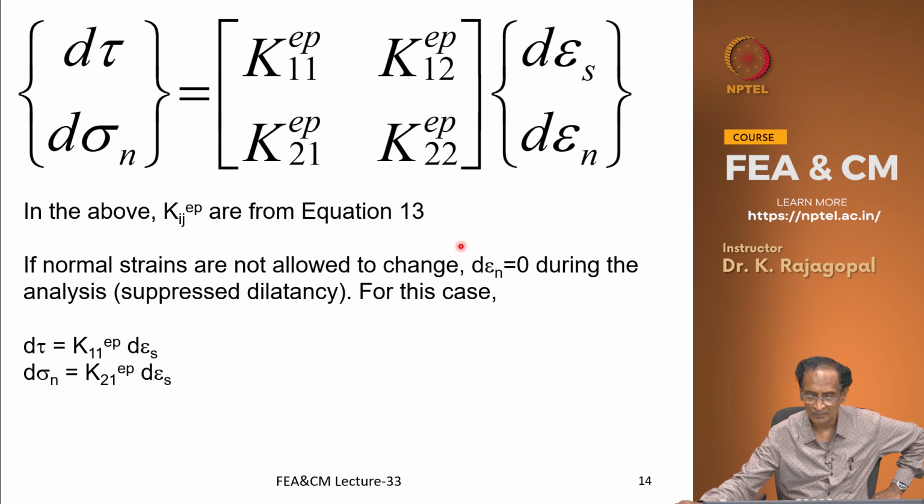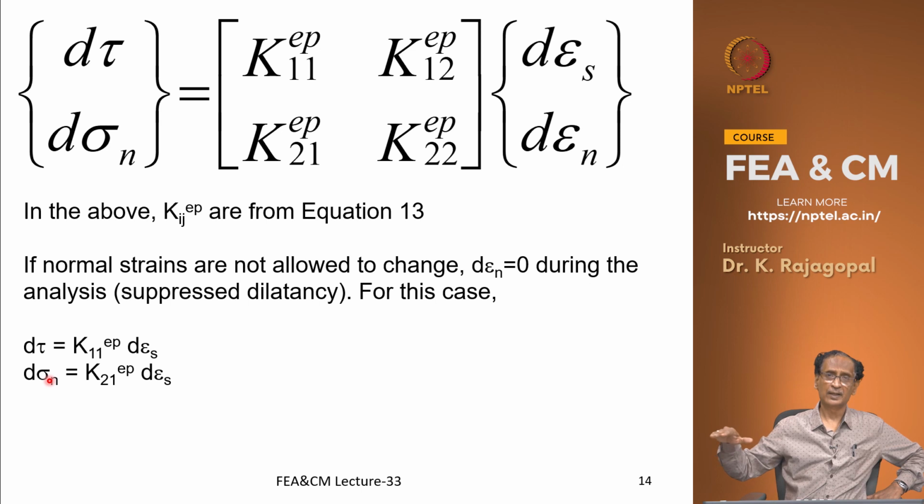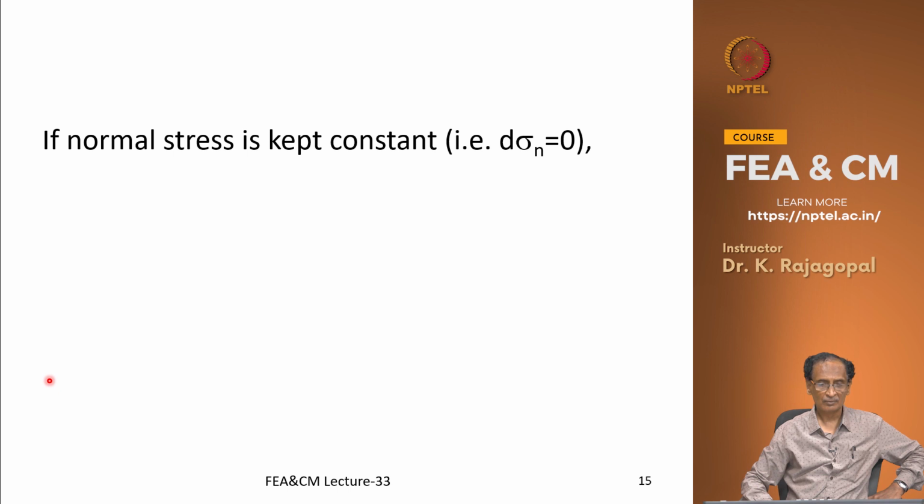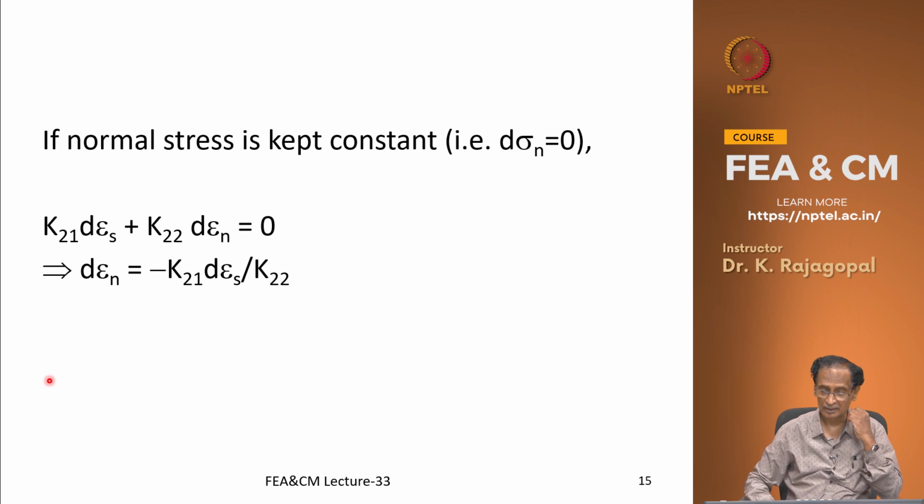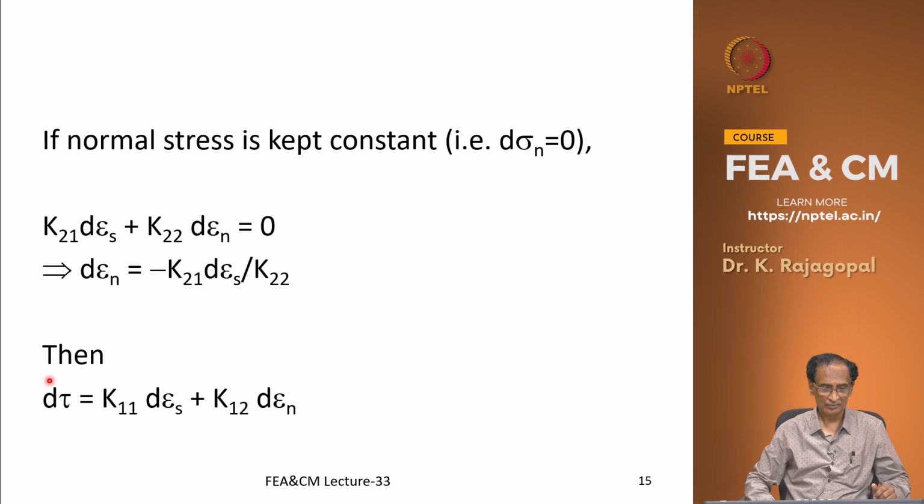So when d epsilon n is 0, d tau is K11 d epsilon s and d sigma n is K21 times d epsilon s. So we see that because of this cross term, we will get an increase in the normal stress. Although we are applying pure shear strain, we get an increase in the normal stress. And if normal stress is kept constant, that is d sigma n, we will get some dilation. Okay.